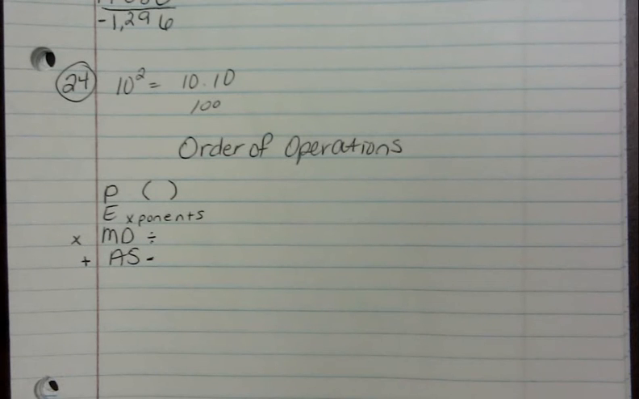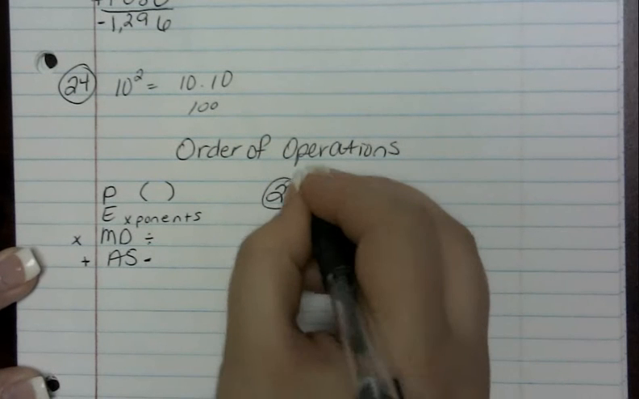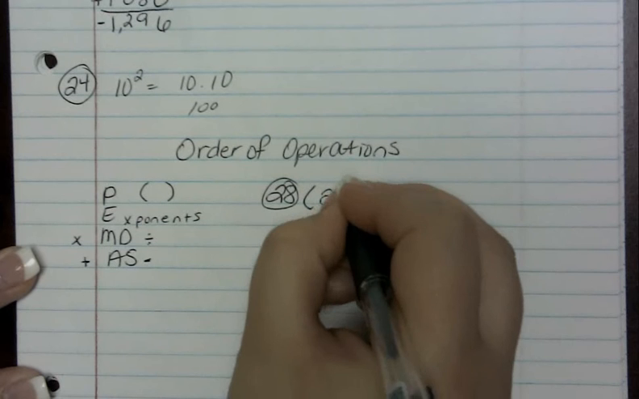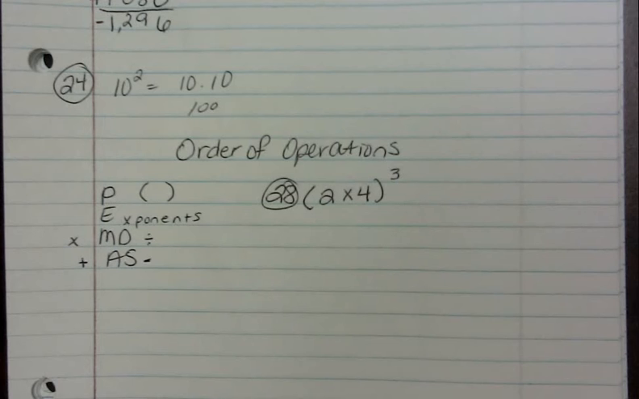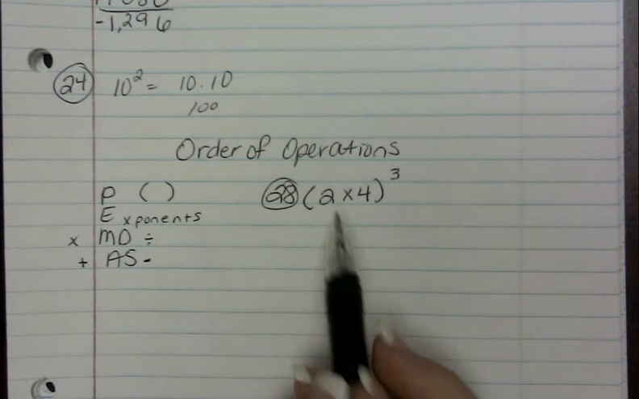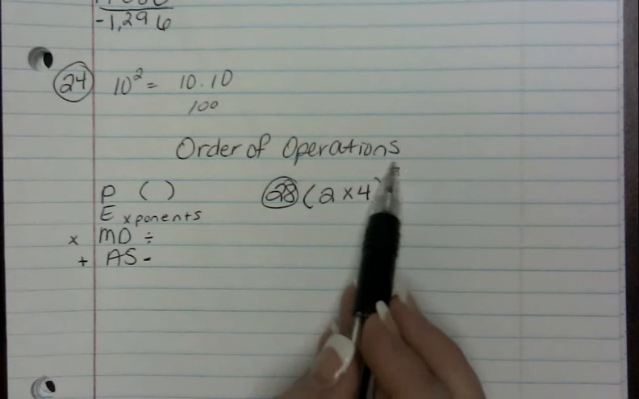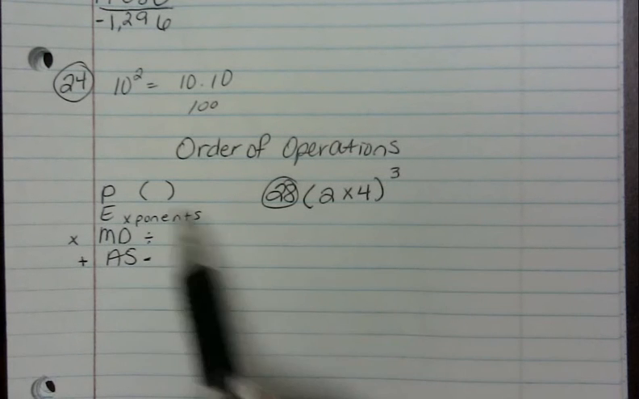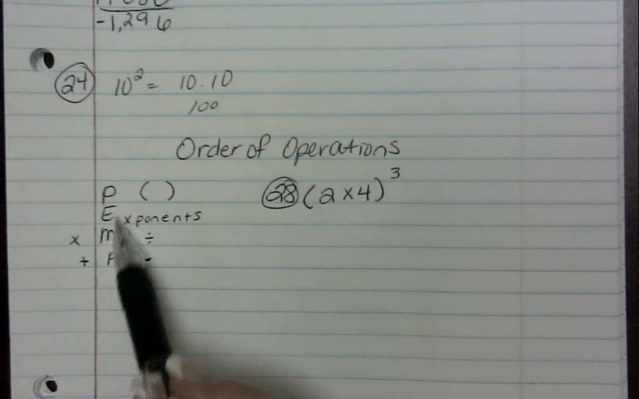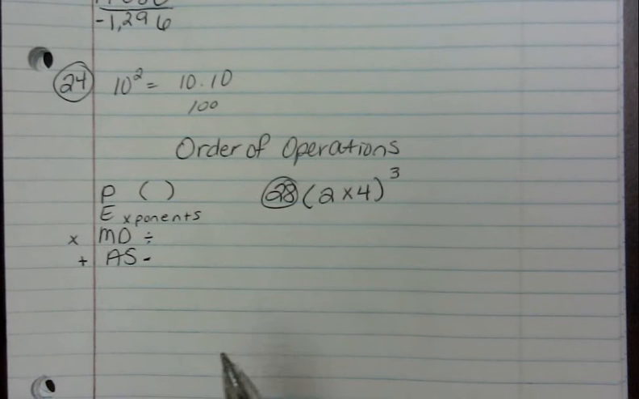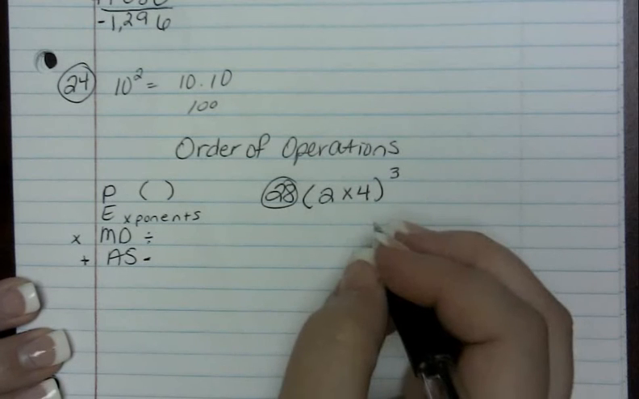So let's check out problem number 28. On problem 28, we have 2 times 4 raised to the 3rd power. So we have two operations here. We have multiplication and we have exponents. Well, you've got to look which one comes first, the M or the E. And when we look at our order of operations, the E is going to come first. So, oh, hold on, sorry about that.